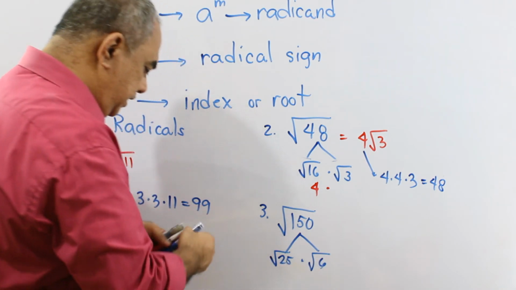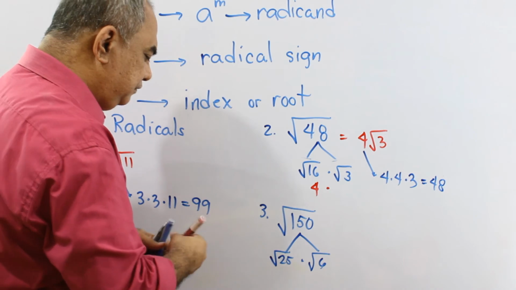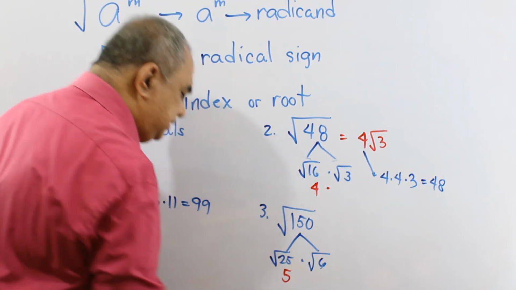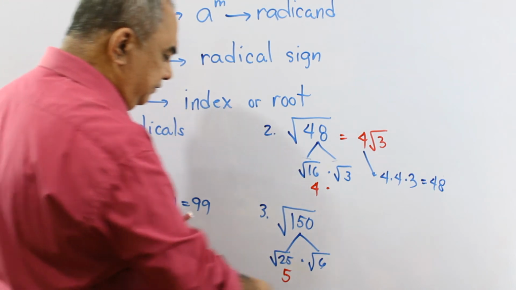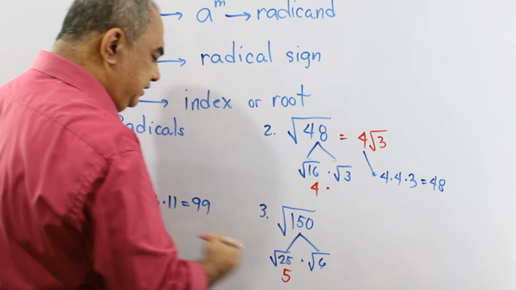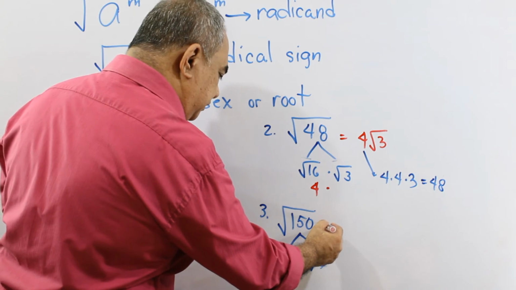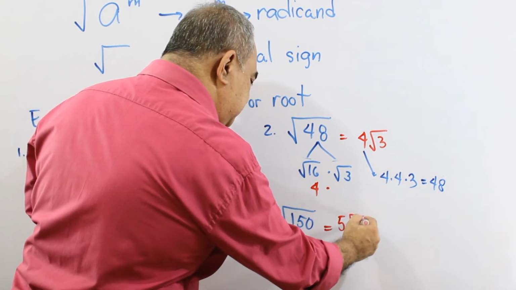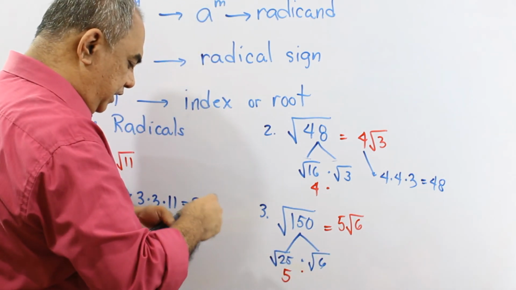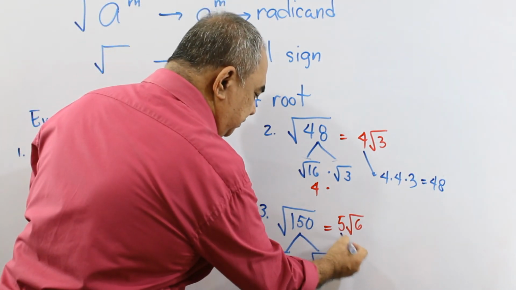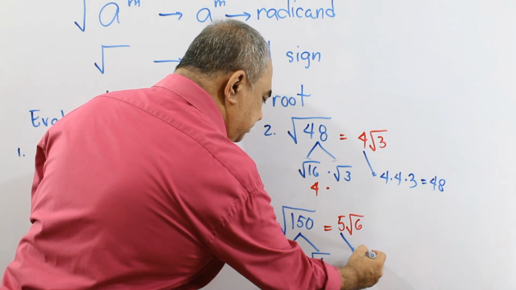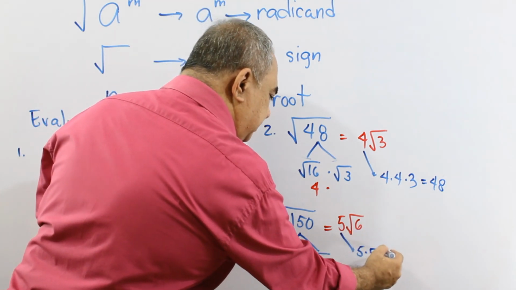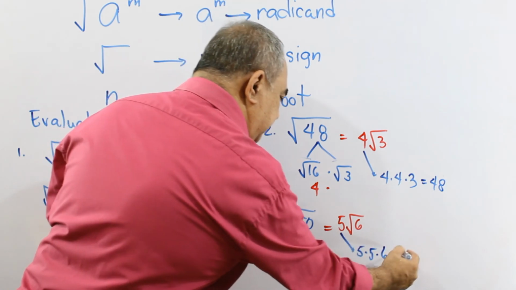And you know very well that the square root of 25 is a perfect square that will give us a value of 5. However, this square root of 6 is not exact, therefore it will remain square root of 6. Your final answer now will be 5 square root of 6. If we're going to check if your answer is correct or not, we simply multiply 5 by itself. 5 times 5 will give us 25, multiplied by the radicand 6, should be equal to 150.